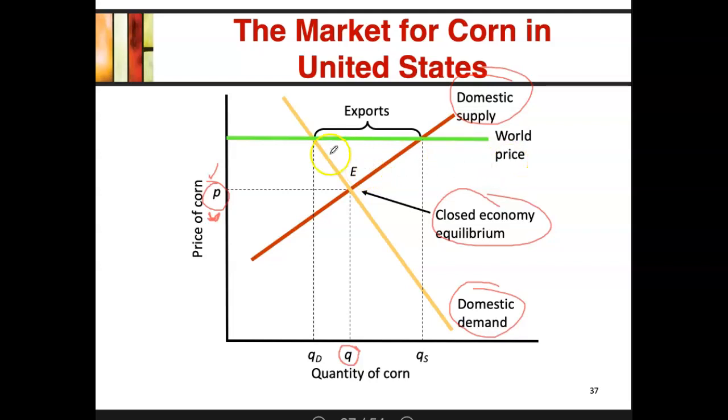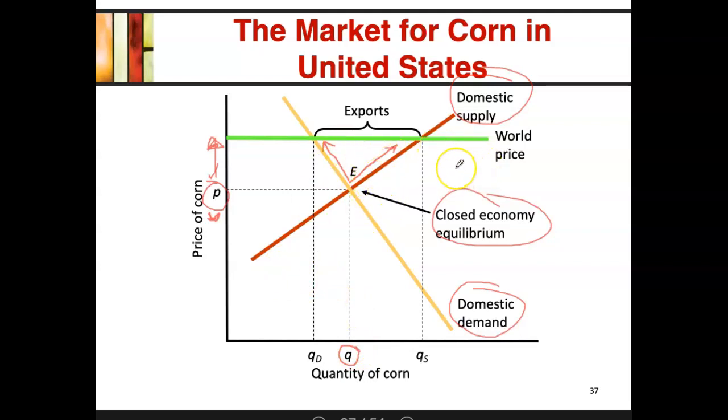Now if the world price is higher than the price of corn in the closed economy, what is going to happen is that when the country opens up for trade, since you have higher prices, there's going to be more supply, so producers are going to produce more. At the same time, you're going to have a decrease in quantity demanded, and the difference becomes your exports, okay?